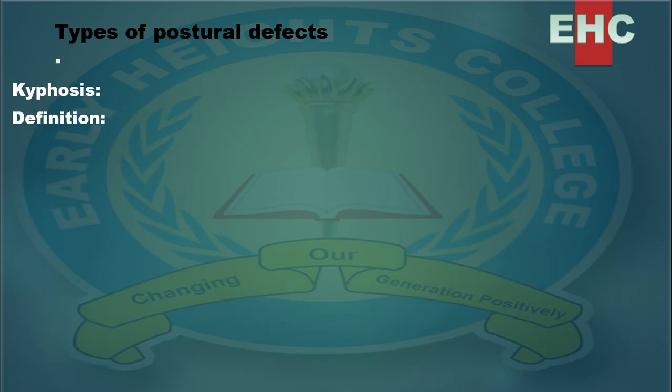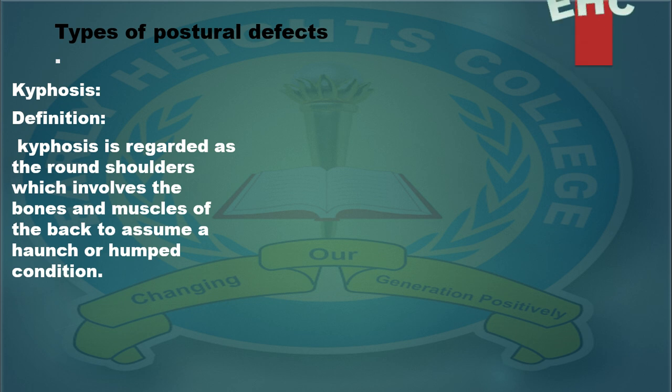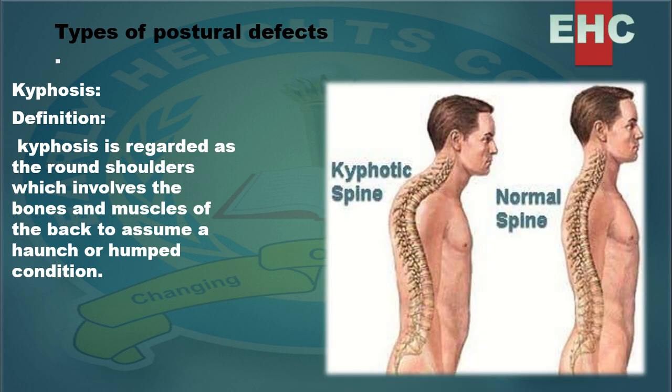So the next one, which is also known as hunchback, is what we call kyphosis. Kyphosis is regarded as round shoulders, which involves the bones and the muscles of the back assuming a hunched or humped condition. You can see here the illustration shows the normal spine, how it should look, and in a kyphotic situation, you see the back is a bit humped or hunched to the outside. This bending is different from lordosis in that it is not bending inward, it's bending backward, and it's not sideways as in the case of scoliosis.